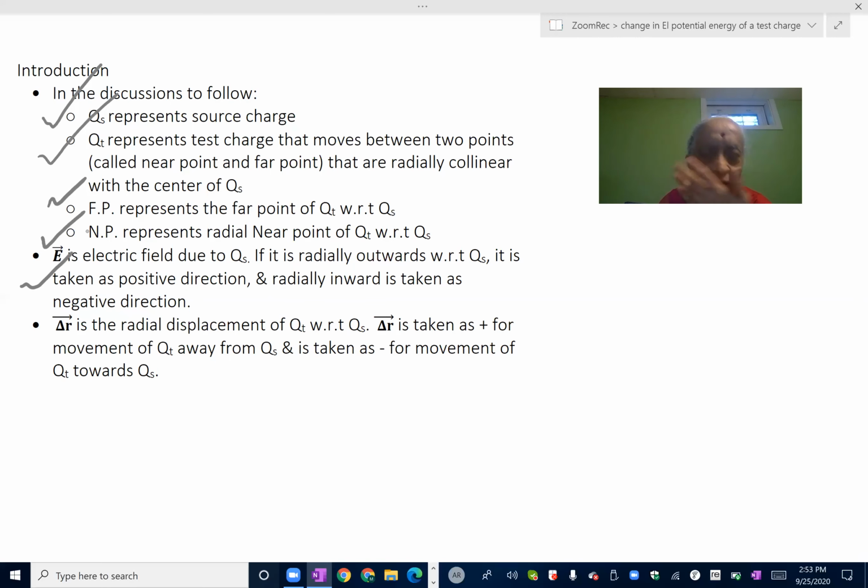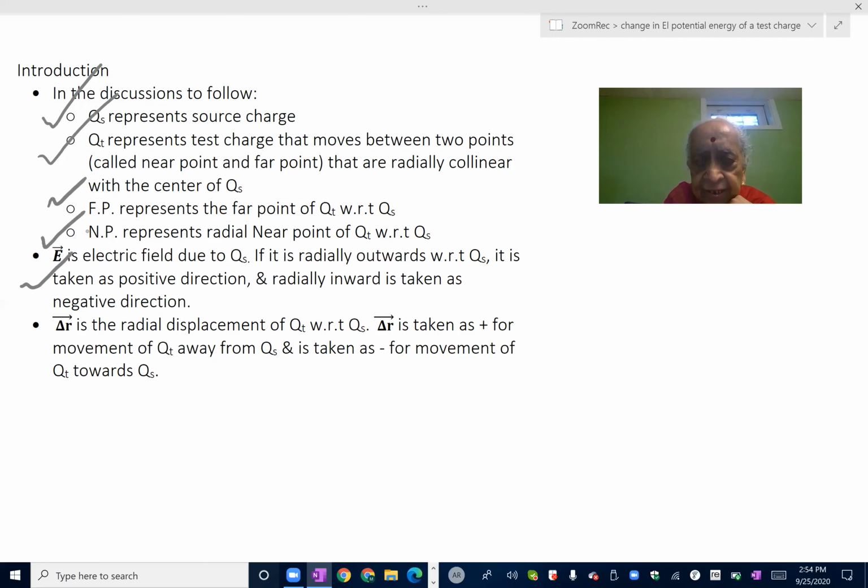The electric field due to a positive QS will always be radially outward. You have to remember this according to the inverse square law and the law of forces between like or unlike charges. And if QS is negative, the electric field will be radially inward. Radially outward we are going to take as positive, and any radially inward direction, whether for the displacement vector or the electric field vector, we are going to take as negative.